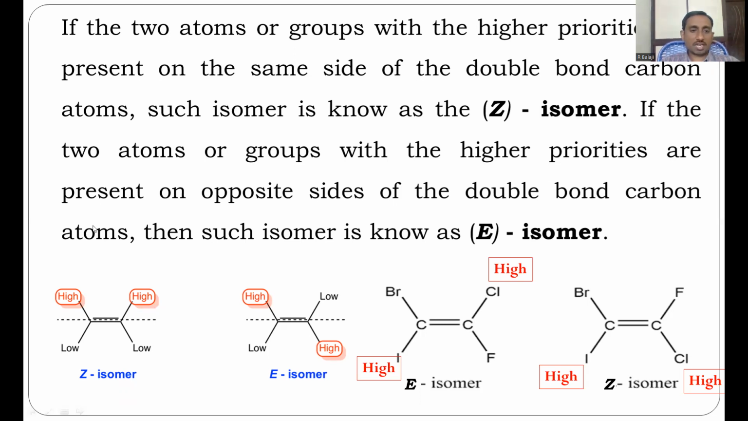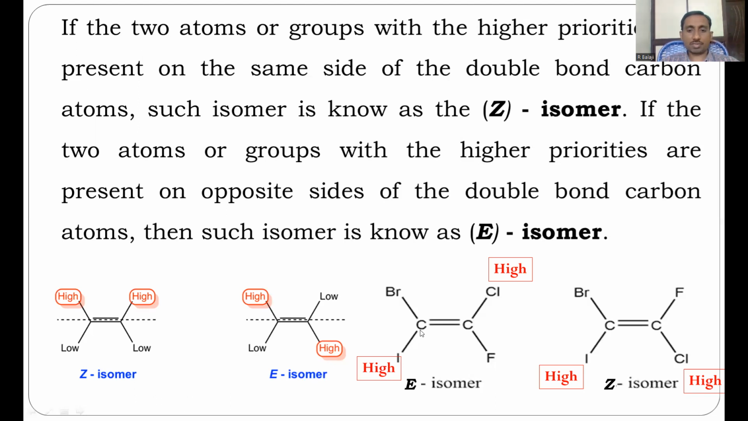Okay, it is clearly understood here. Z isomers: high priority groups are present on the same side of the double bonded system. That is called Z isomers. And the second possibility: both high priority groups are present on the opposite side of the double bonded system. It is considered an E isomer.